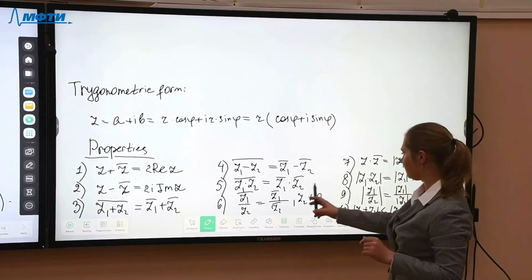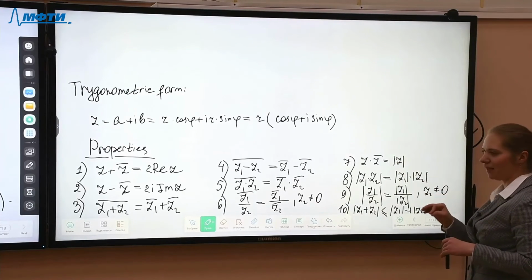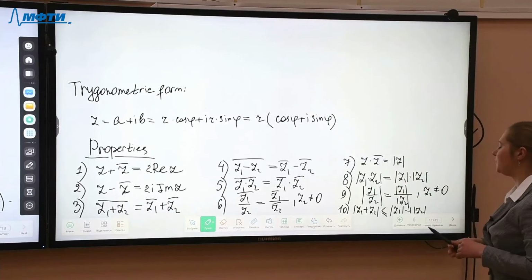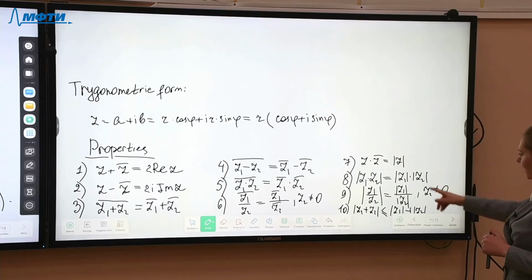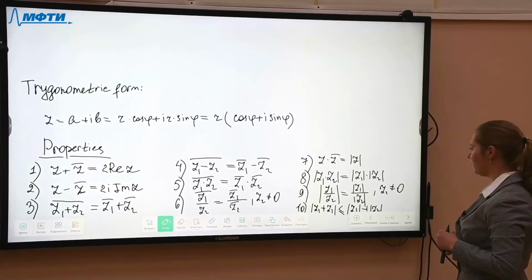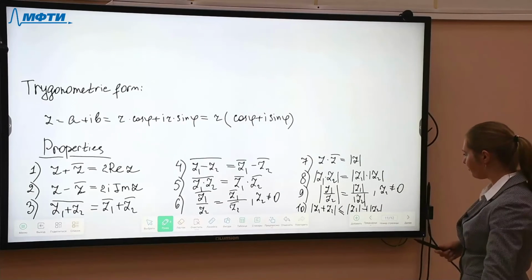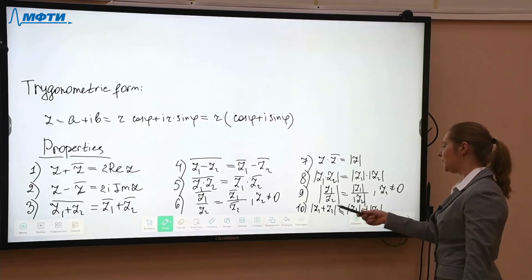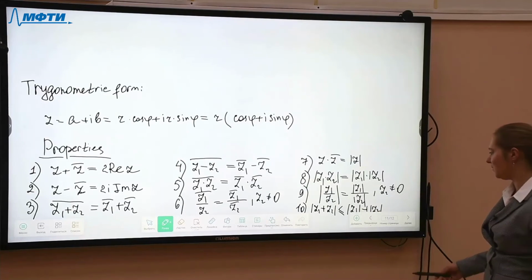Then number 6, the same. No, a little bit more complicated, but actually the same. This thing we have proved when we were looking for the inverse of that. This thing you will prove in your practical classes, and number 9 is the same. But we need to pay attention to this property number 10, because this is a very important property, the inequality of a triangle.